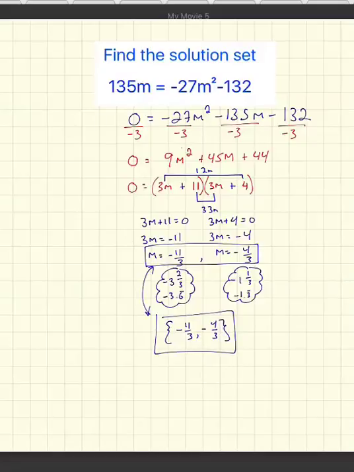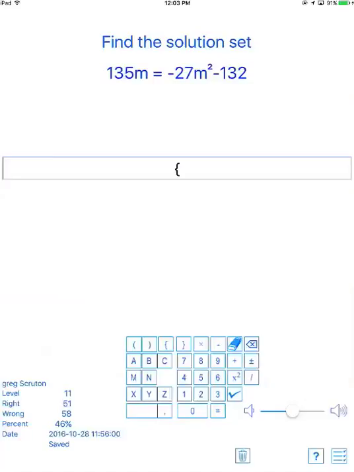So back into the app. Solution set, negative 11 thirds, comma. You don't have to put a space. Last time I put a space. If I don't put a space, look what happens. Negative 4 thirds. Okay, and it just looks a little bit busy without the space, but that's fine. And if I click on the check button, it totally likes it.